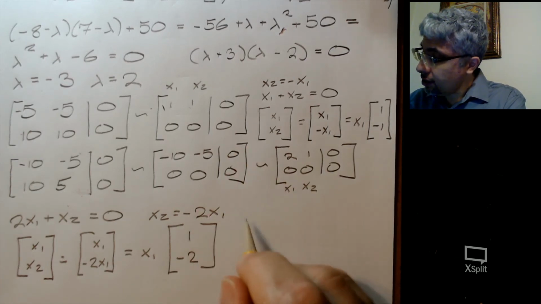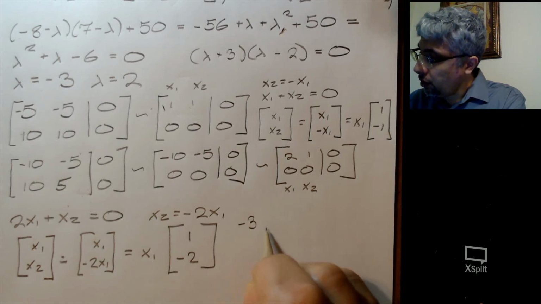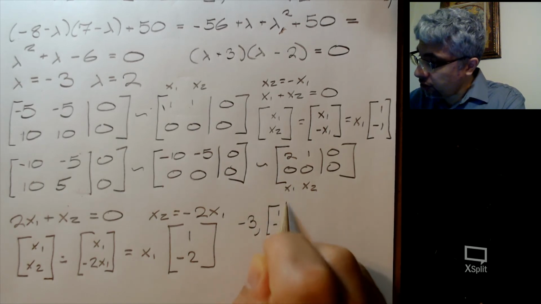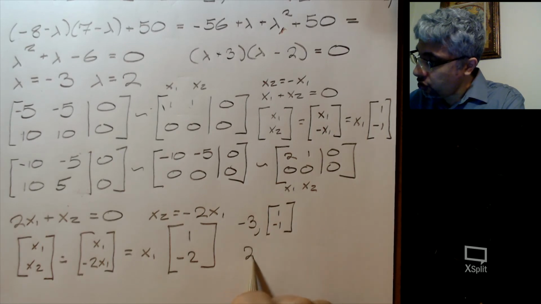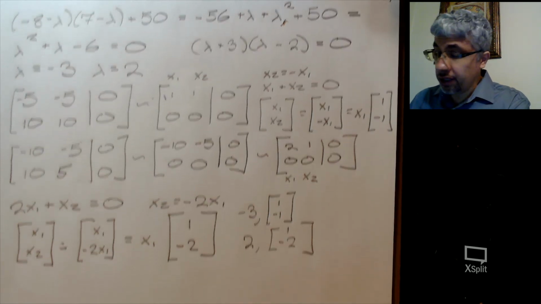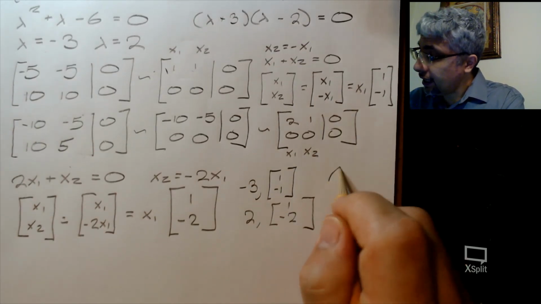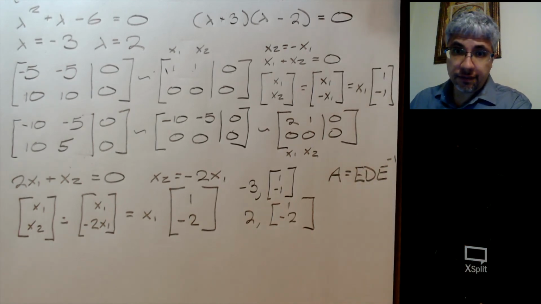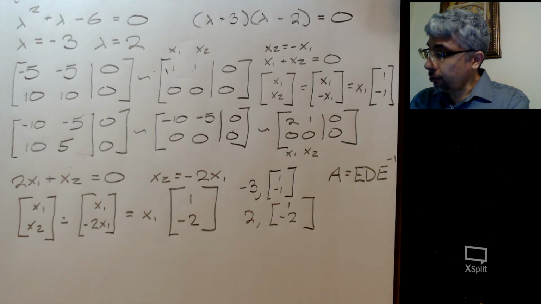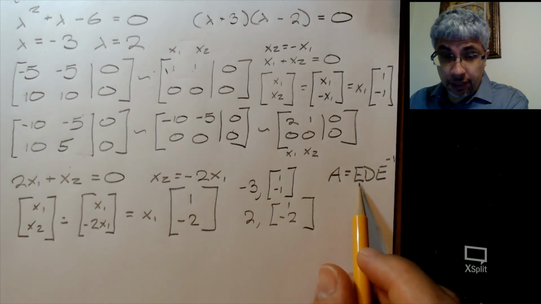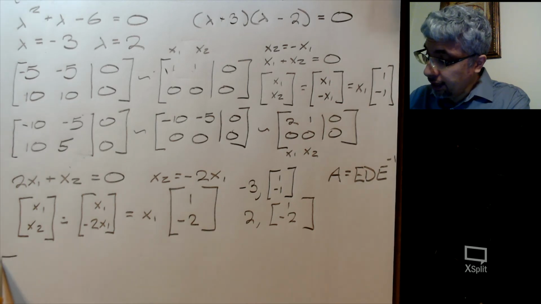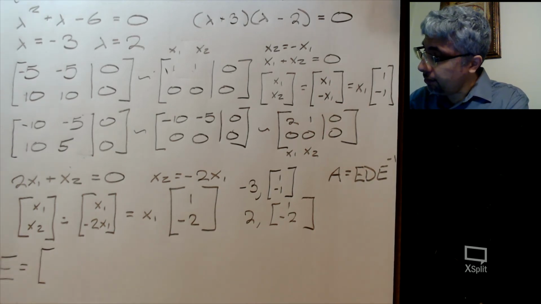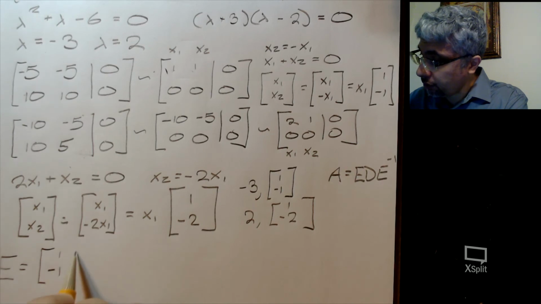So to summarize, we have minus 3 with the eigenvector shown here, and we have 2 with the eigenvector shown there. Now, in order to diagonalize, all I do is I take A equal to E D E inverse. So I'm going to want to take E as my matrix of eigenvectors in order. So E happens to be equal to what? Well, it's 1, minus 1, 1, minus 2.